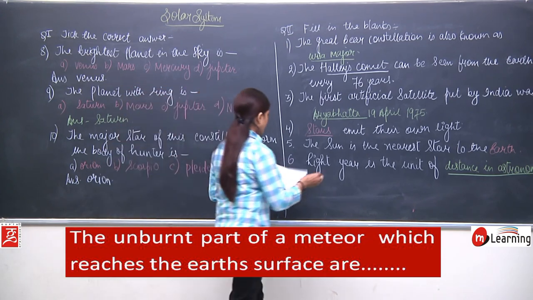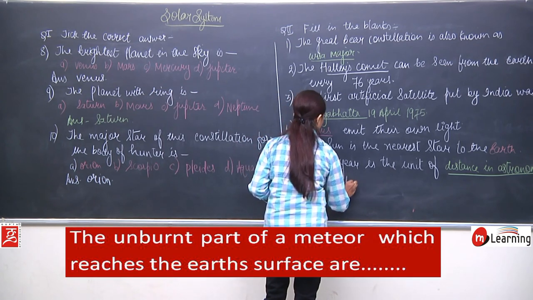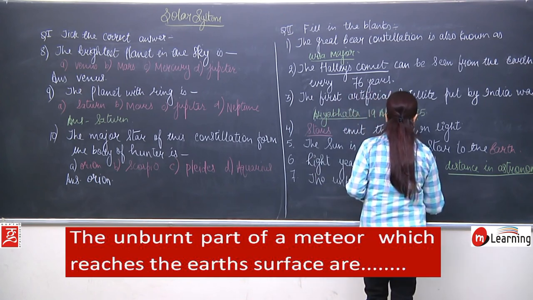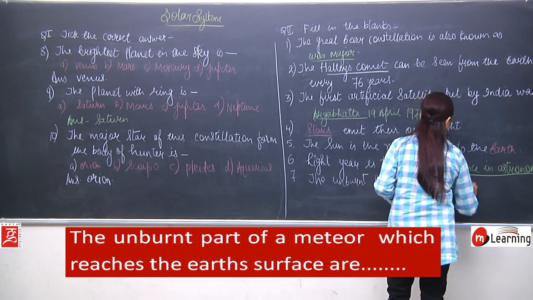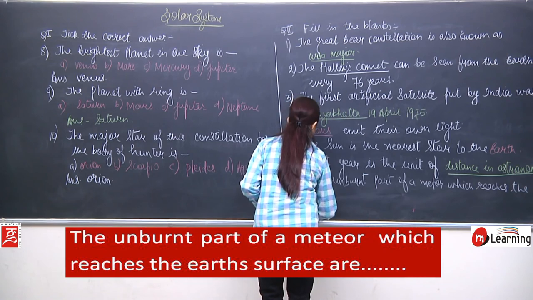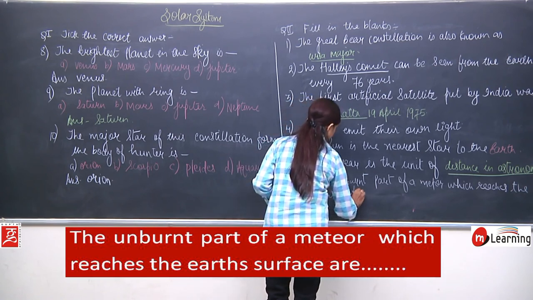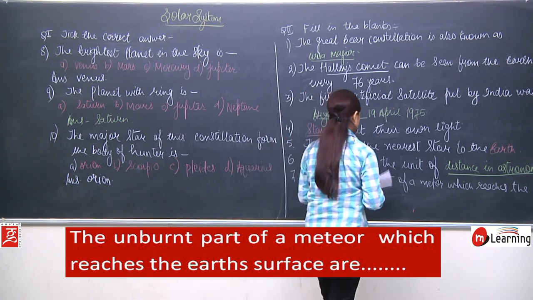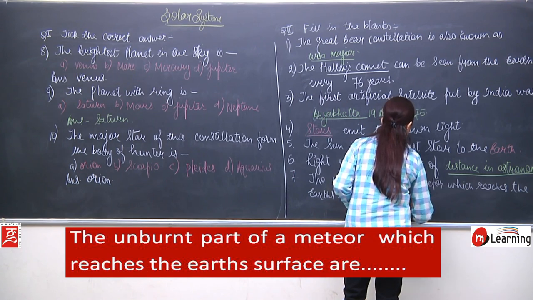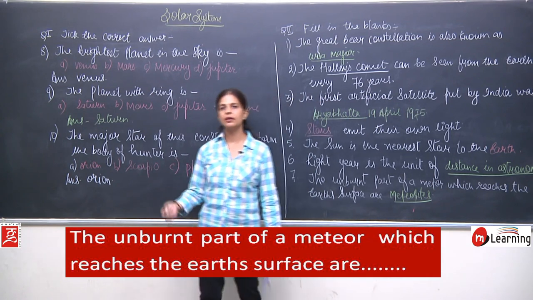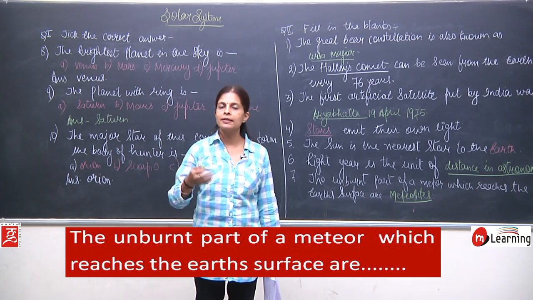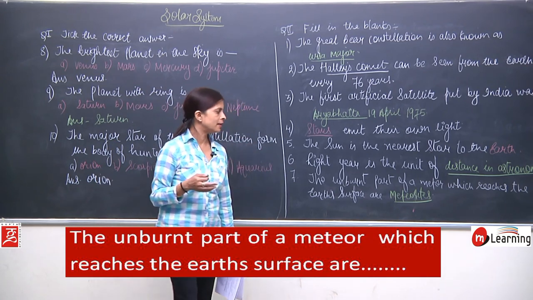So the seventh one is the unburned part of a meteor which reaches the Earth's surface, known as meteoroids. So meteors are the ones which come down and come across a lot of friction and get burned. But if the meteors are very big and some part is left unburned, and it comes on the surface of the Earth, such a part is known as meteoroids.